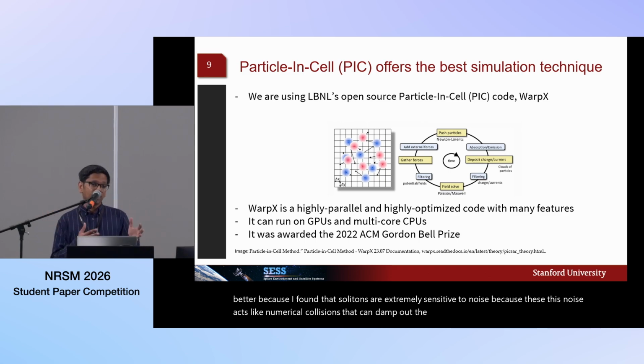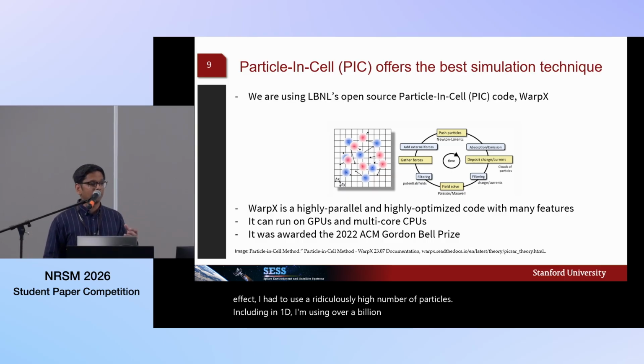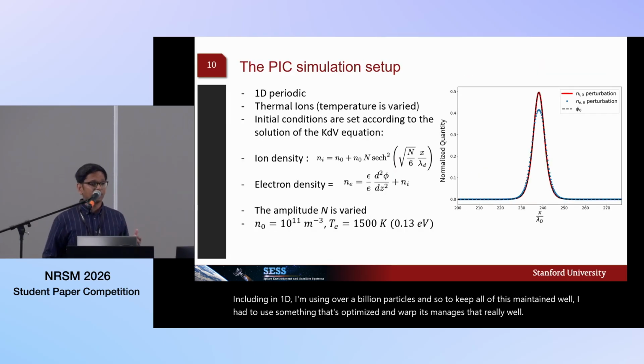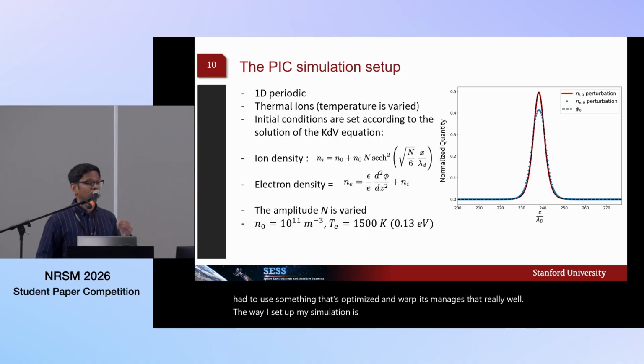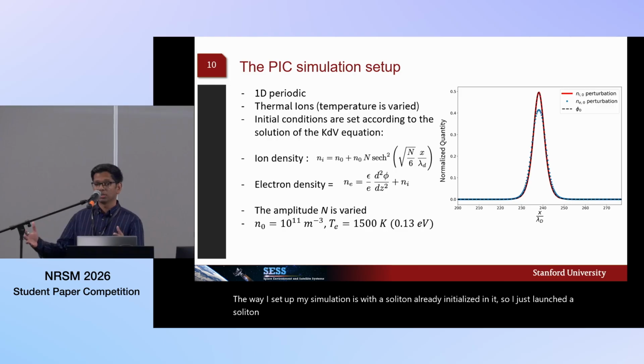So in order to minimize this effect, I had to use a ridiculously high number of particles, including in 1D, where I'm using over 1 billion particles. And so to keep all of this maintained well, I had to use something that's optimized, and WarpX manages that really well. The way I set up my simulation is with a soliton already initialized in it. So I just launch a soliton into a plasma and then observe its evolution.